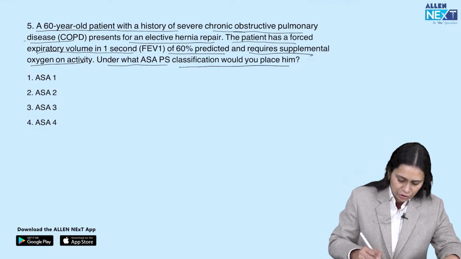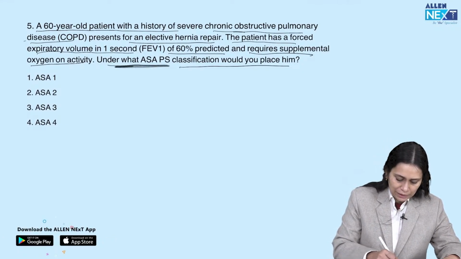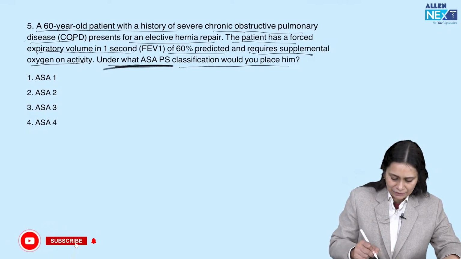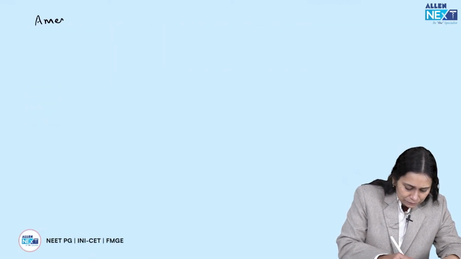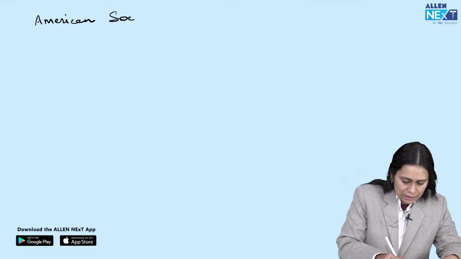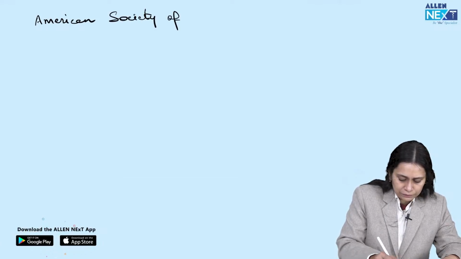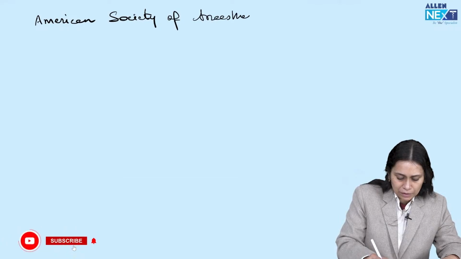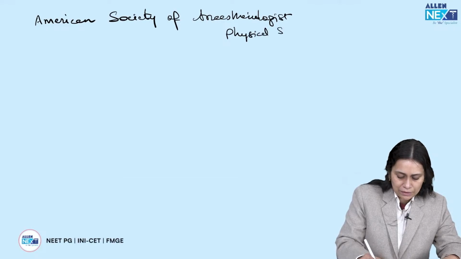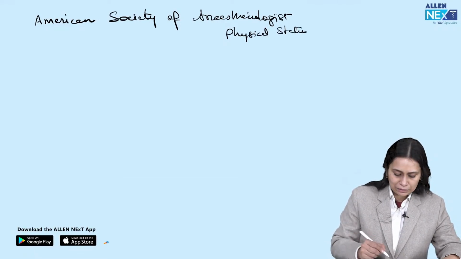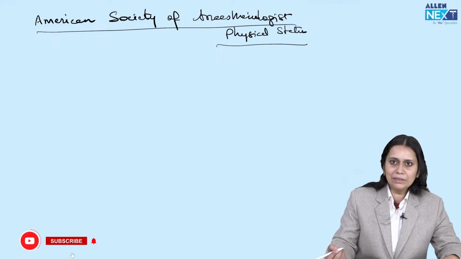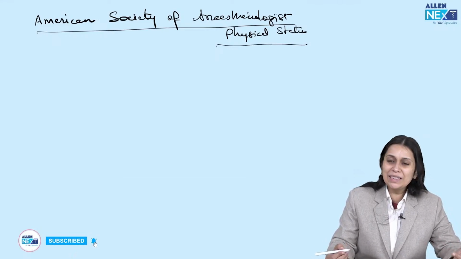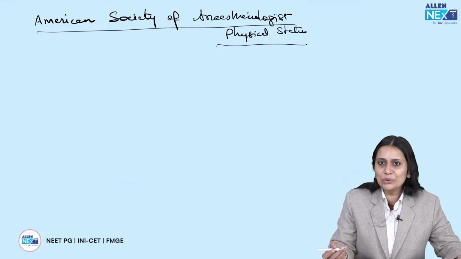So they have asked a question on the ASA physical status, right? ASA physical status. So let us talk about this. What is this? American Society of Anesthesiologists physical status. Now this ASA physical status grading system grades the risk associated with surgery.